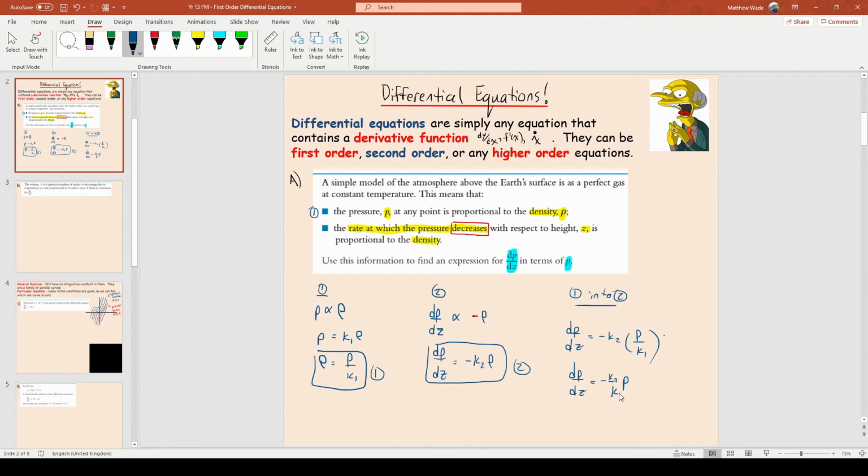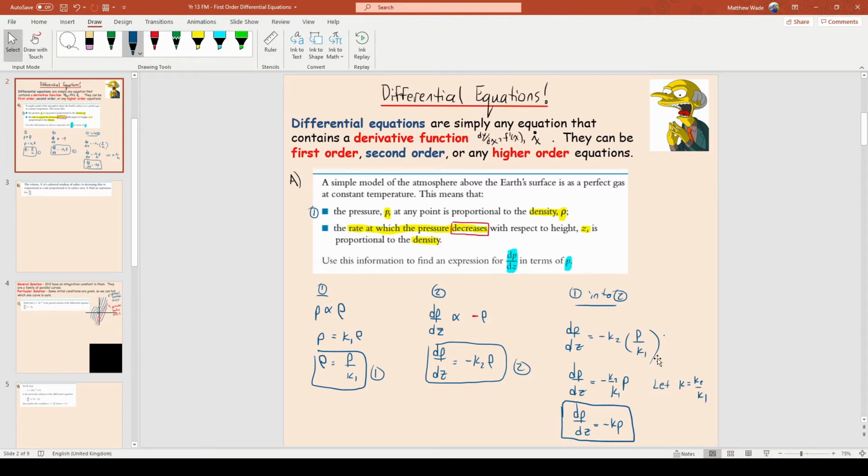I don't like the way I've written that, but that's okay. We didn't know k1 or k2; they're both unknown constants. Here's what you can do: whack them together. This is something you're always going to do with differential equations. Let general k equal k2 over k1, because then you get a nice simpler answer: dp dz is just going to be negative kp. And that is the answer to your first ever differential equation question.